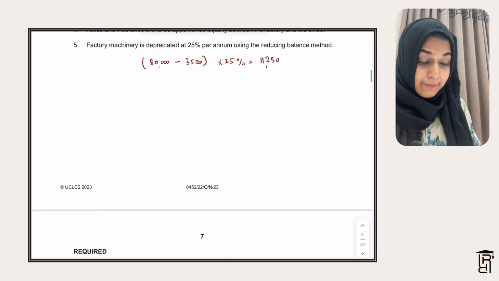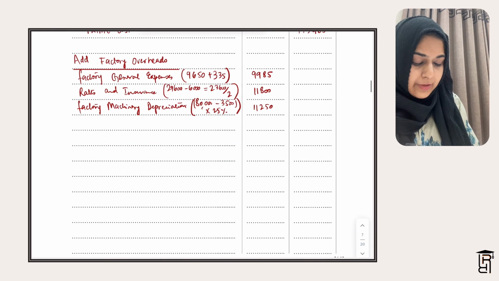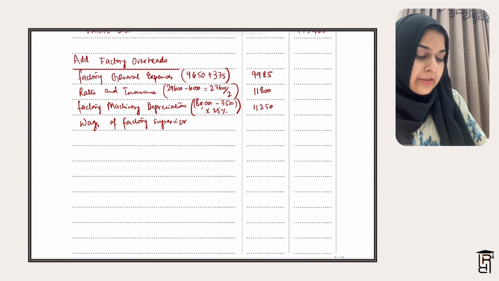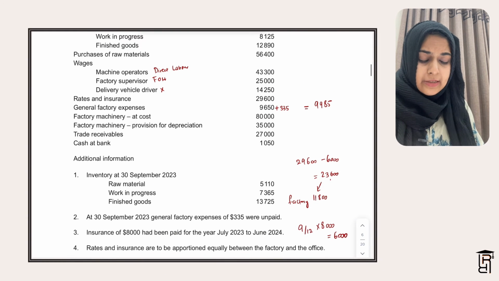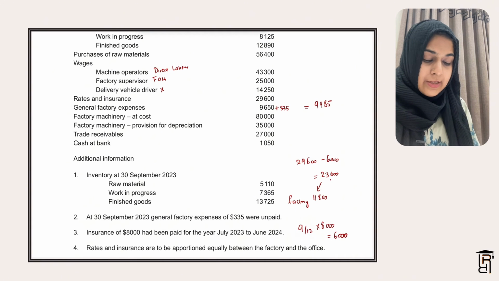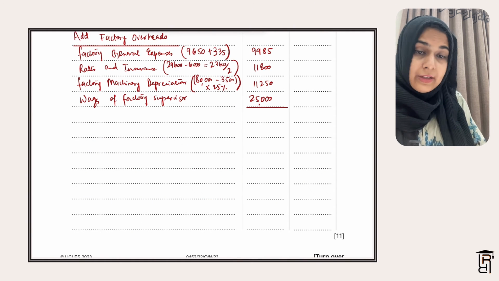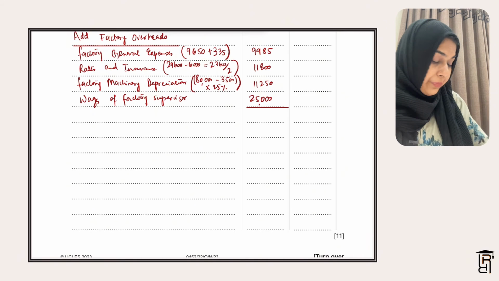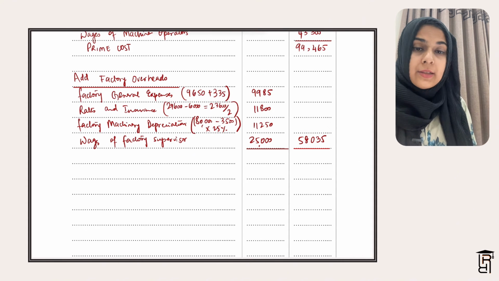depreciation. Then I have factory supervisors wages, which will always be our factory overhead, but just 25,000 here. So I write here wages of factory supervisor, and I write here 25,000. And I need to see if I have any other expense here. I've taken rates and insurance, I've taken general factory expenses, I've taken depreciation, I have taken wages of factory supervisor. So all of them are done. We don't have any other expense here. So we'll just add all the factory overheads, and we'll get a value of 58,035. So basically you need to add 99,465 and 58,035.